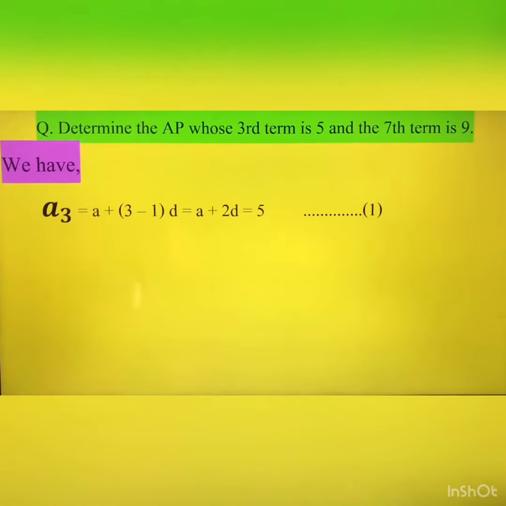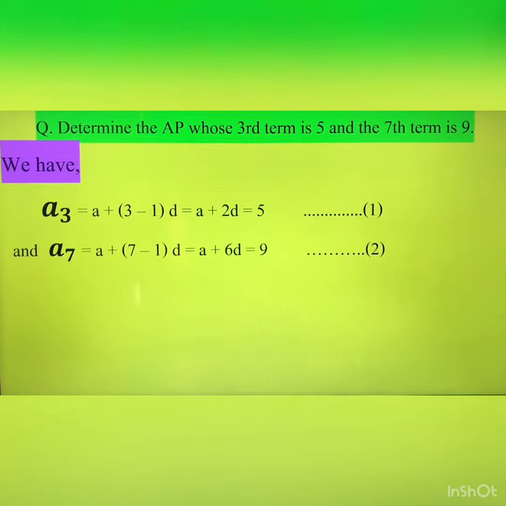So we can say that a_3 equal to A plus (3 minus 1), because for the third term n is 3. So a_3 equal to A plus (3 minus 1) into D, where A is the first term and D is the common difference. Then you will get A plus 2D equal to 5. This is equation number 1. And the seventh term is 9, means a_7 equal to A plus (7 minus 1) into D, that is A plus 6D equal to 9. This is equation number 2.